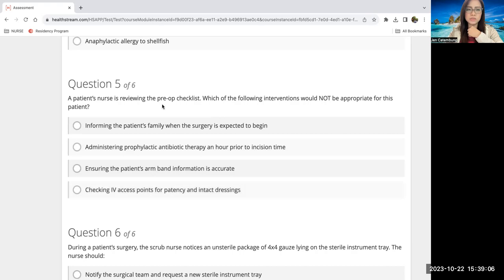A patient's nurse is reviewing the pre-op checklist. Informing the patient's family. Why is it not appropriate? Administering prophylactic antibiotic therapy an hour prior. An hour? Should it be an hour prior? Should be 15 minutes before?